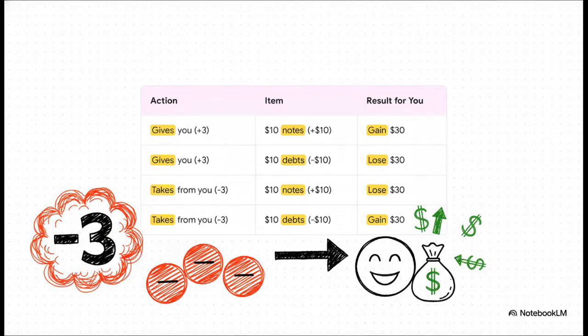Imagine someone takes from you, that's a negative action, 3 of your $10 debts, which are a negative value. So what just happened to you? Well, having someone take away your debt is a good thing. You are now $30 richer. A negative action applied to a negative thing resulted in a positive outcome for you.